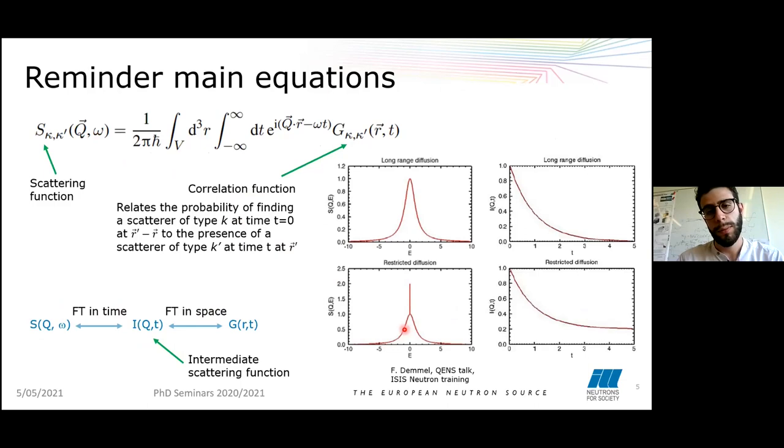Here, I plot two different types of diffusion, which are characterized by a Lorentzian distribution in the scattering function. While in the case of the intermediate scattering function, we have an exponential decay. And for long range diffusion, this goes to zero. While for restricted diffusion, we have an asymptotic value that leads to an elastic peak, a delta function.